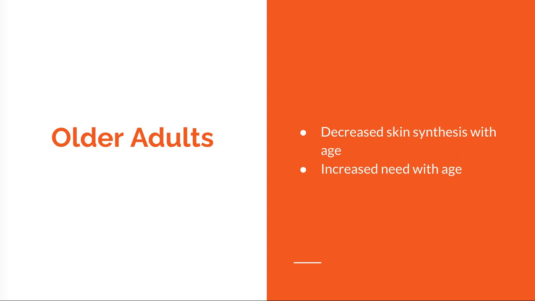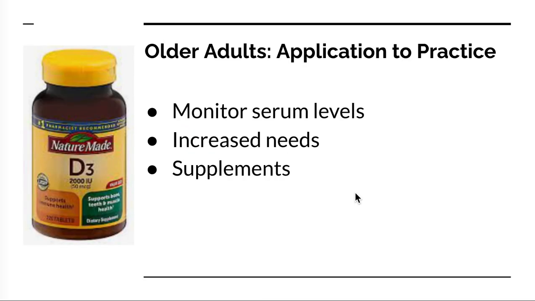The last subgroup was older adults. Up to 75% less vitamin D3 may be produced in the skin of older adults compared to younger adults due to the diminished 7-dehydrocholesterol content in the skin. The RDA also increases for older adults over the age of 70, with the decreased ability to synthesize vitamin D from the sun and an increased need for the nutrient. A supplement may be necessary for older patients and clients.